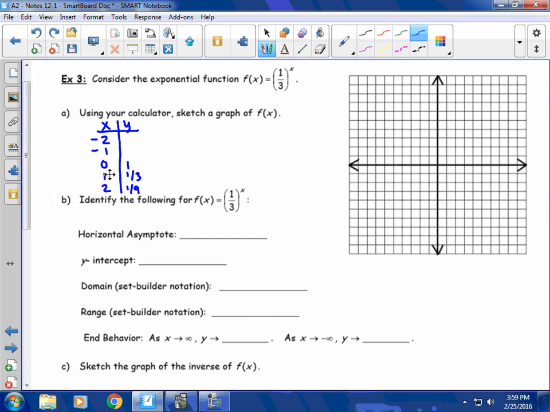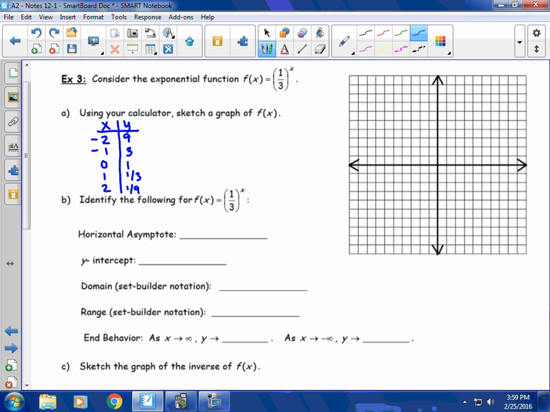Okay, and if 1/3 to the first is 1/3, what would 1/3 to the negative first be? Remember, negative just means flip it, so flip 1/3 and you get 3. And 1/3 squared is 1/9, so 1/3 to the -2, flip 1/9, you get 9. And now we can plot.